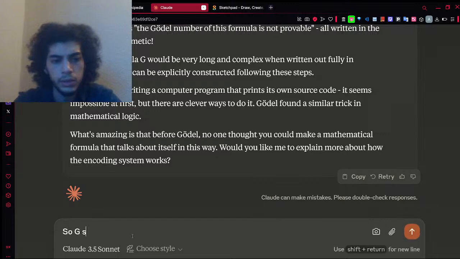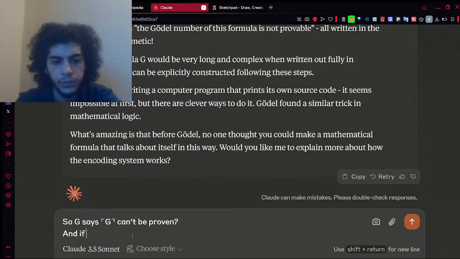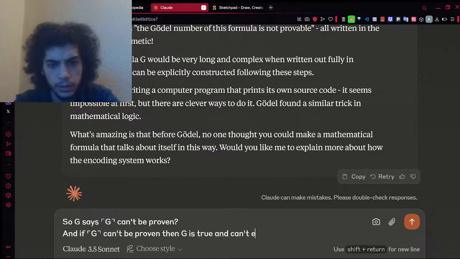So G says this can't be proven, and if this is mathematically shown to be provable indeed, then G is true and can't be proven.